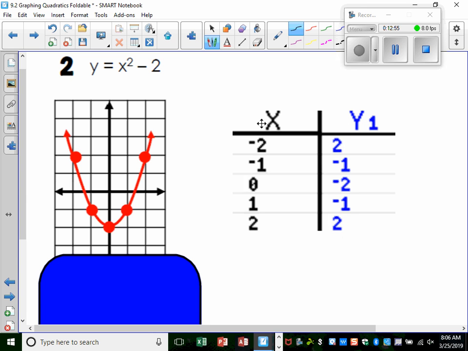You'll be making tables like this, graphing it, and then I'm going to show you how you actually come up with the vertex points, because you'll have to find the axis of symmetry. So I'll walk you through that process. All right, so it looks like on your foldable you have questions 3 and 4. So here's number 2. And then we'll do 3 and 4 together in a second.